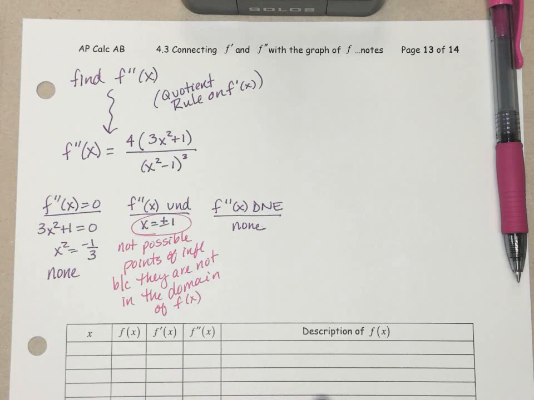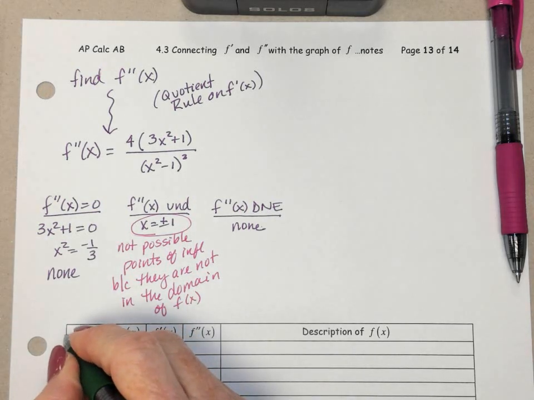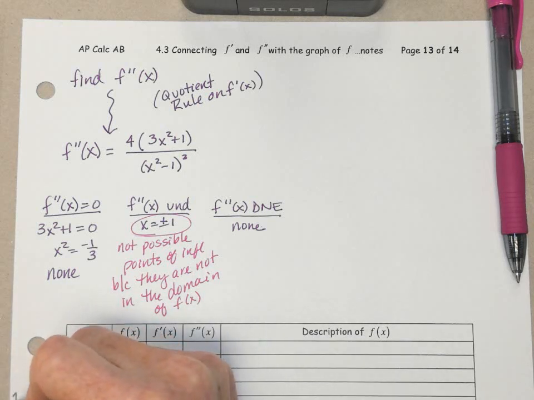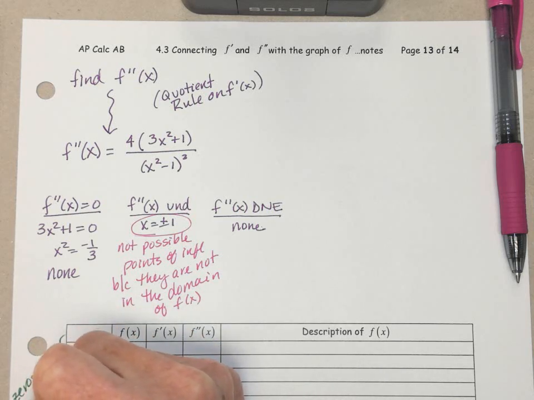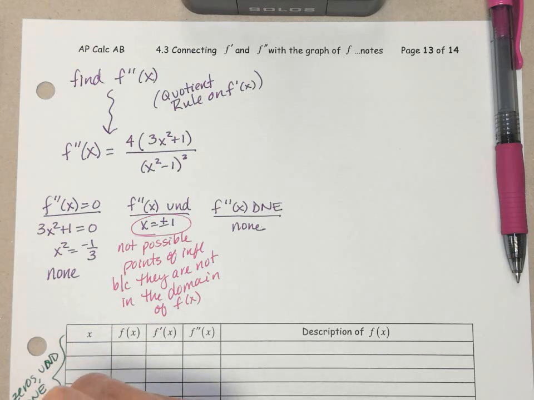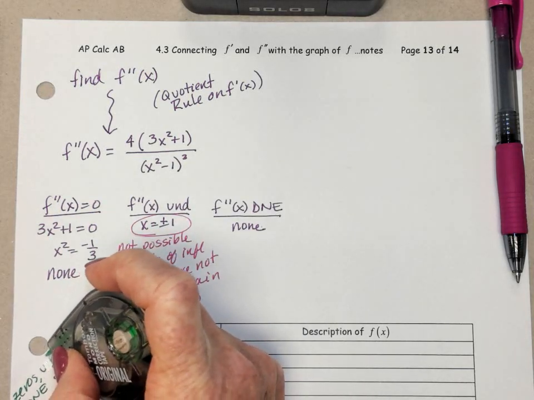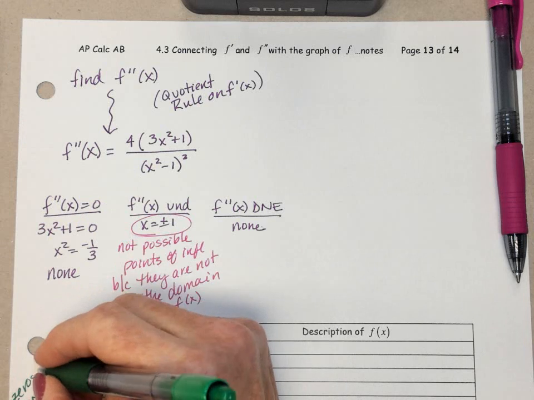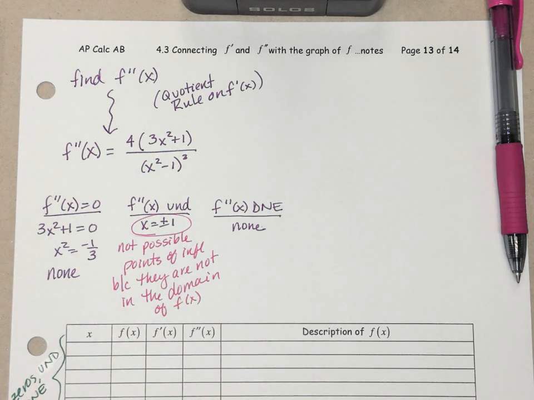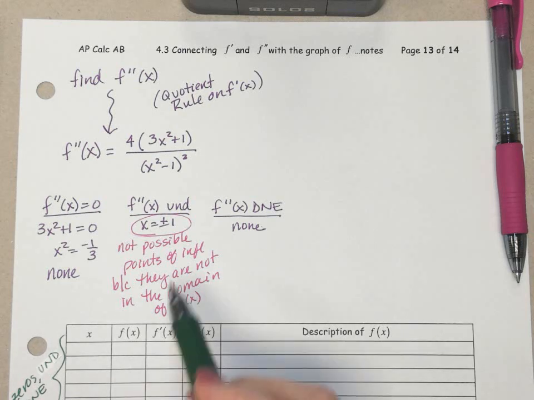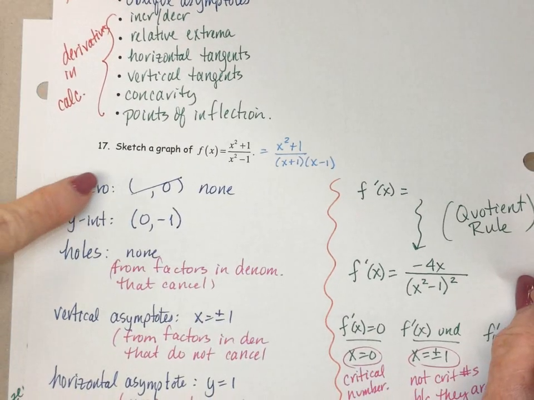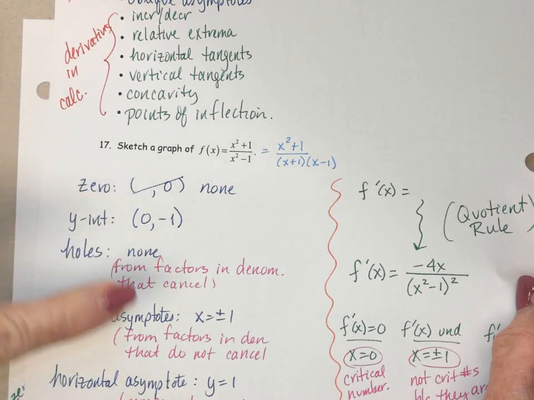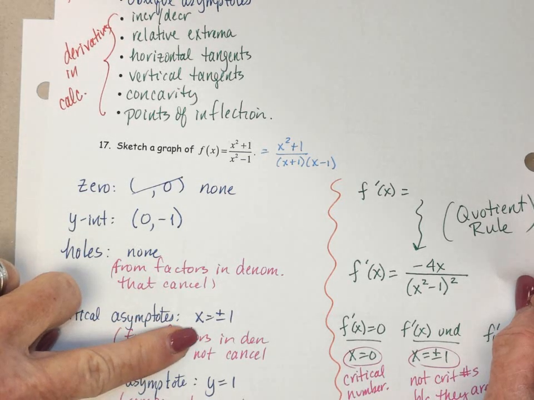Now, to do the graph, to set up this table, we are going to want to, for the intervals here, use all the zeros, undefined, and does not exist for f, f prime, and f double prime. And that's really only, let's see, from the original function, we didn't have any zeros, but we do have some undefineds here. Those are your vertical asymptotes at plus or minus 1.